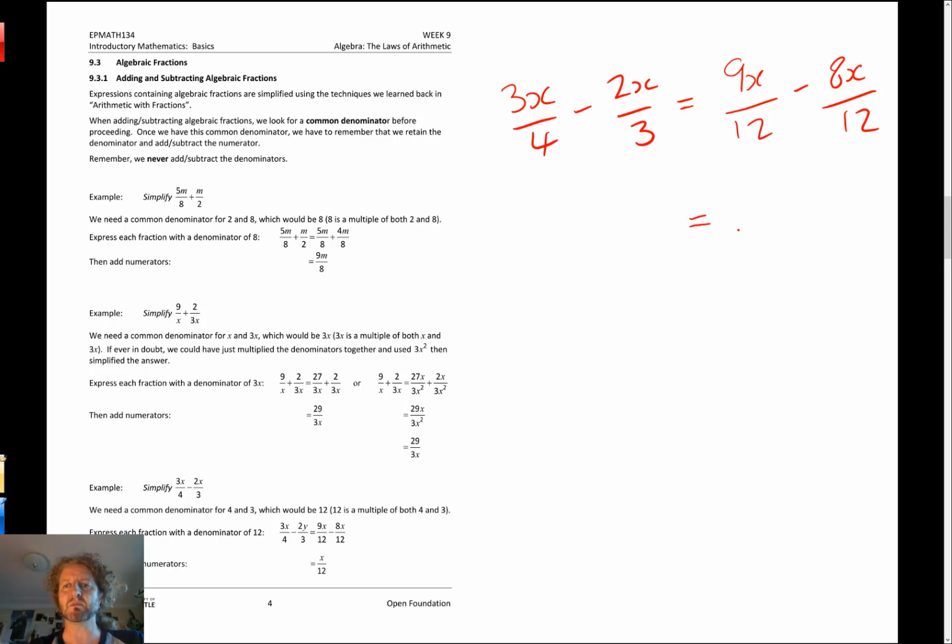I've got like terms on the top. I know my denominator is 12, and 9x minus 8x is just an x. I could write 1x, but just an x. That's all I can do. Great, simplified.